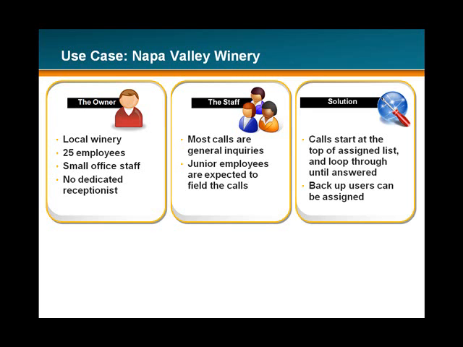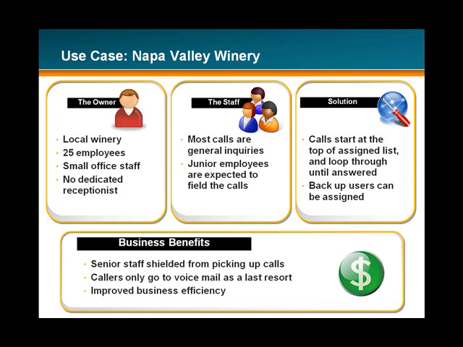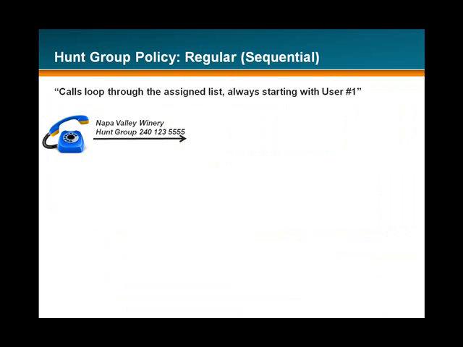Thus, Steve has chosen to deploy a solution that routes the incoming calls in a continuous loop through his assigned group, but always starting with the same person first. This Hunt Group is called regular, sometimes known as sequential. The main benefit for Steve is that he can protect his more senior staff from having to answer a lot of calls by defining who gets the calls first. Ultimately, this helps Steve improve his business efficiency. So let's take a look at how a regular Hunt Group works.